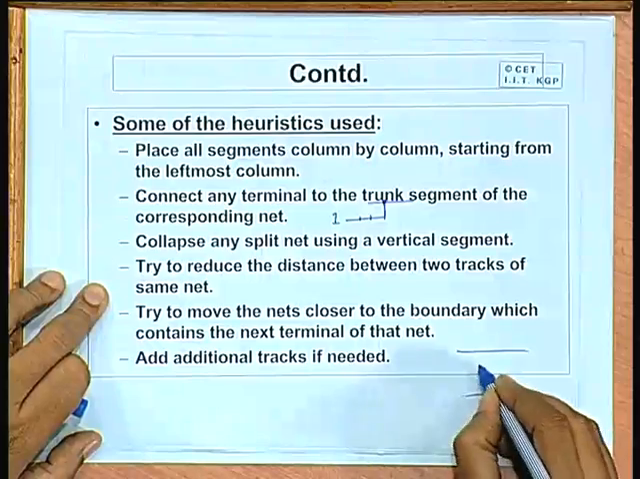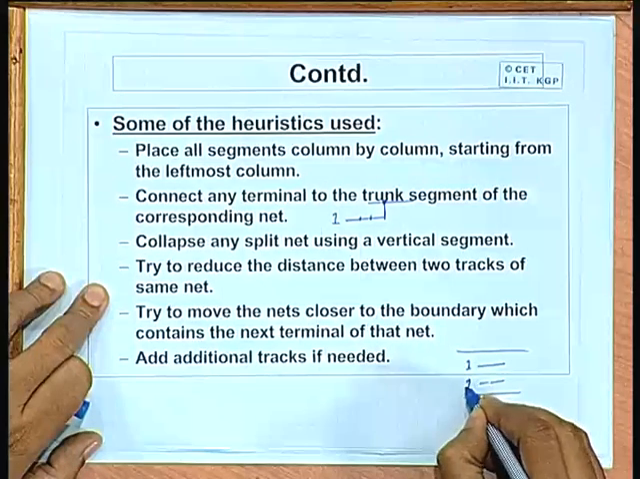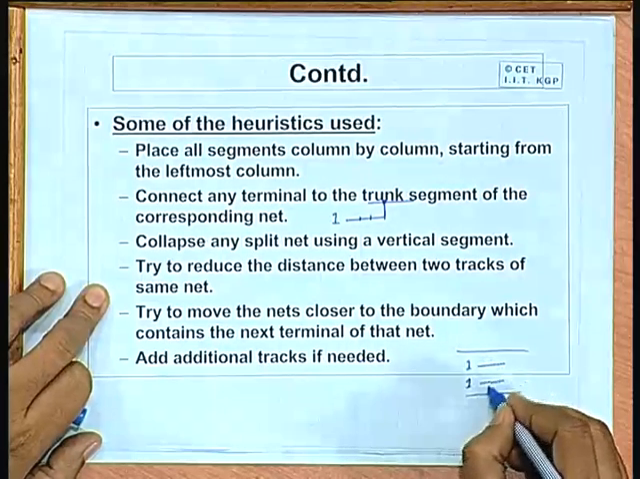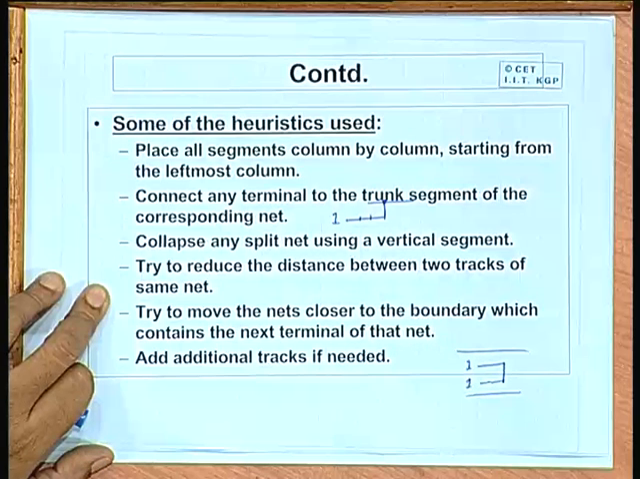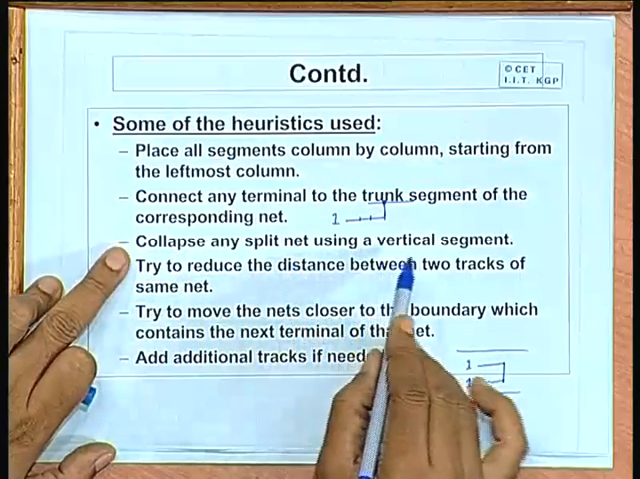Sometimes you may see that two segments for the same net are proceeding from left to right. So at the first opportunity you collapse them, you connect them with a dogleg, merge them together. This says that in the channel, suppose there are two segments for the same net which are proceeding. Due to some conflict before, you were unable to connect them earlier. So at the first opportunity you connect them like this. This says that you collapse this split net using vertical segments.